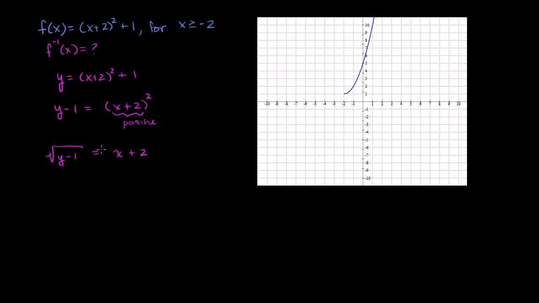And one thing I should have remembered to do is, from the beginning we had a constraint on x. We had x is greater than or equal to negative 2. But what constraint could we have on y? If you look at the graph right here, x is greater than or equal to negative 2. But what is the range of y values that we can get here? Well, if you just look at the graph, y will always be greater than or equal to 1.